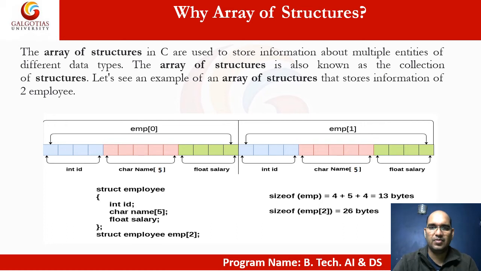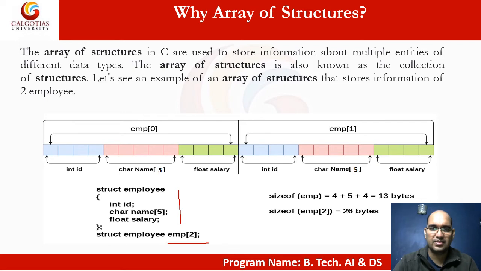Now let's see an example of an array of structures that stores information of two employees. You see the structure for employee here. There are three fields in the structure of employee. The first one is id, the second one is name, which takes 5 characters, and salary, which is of float type. We have declared one structure, struct employee, of array type emp[2]. It means that this kind of structure can be stored in the variable emp.